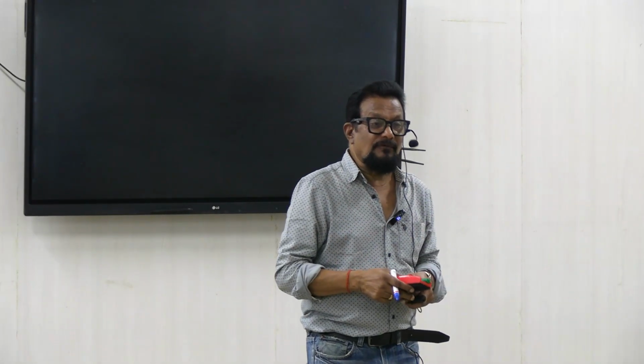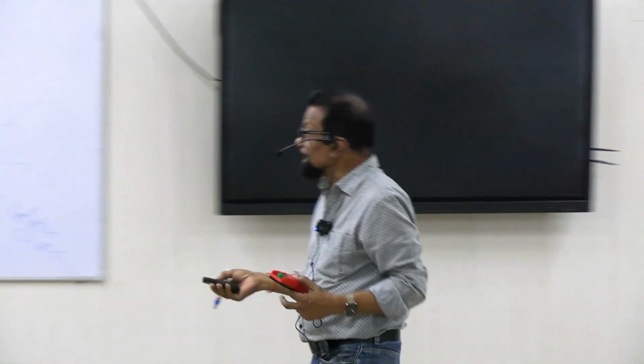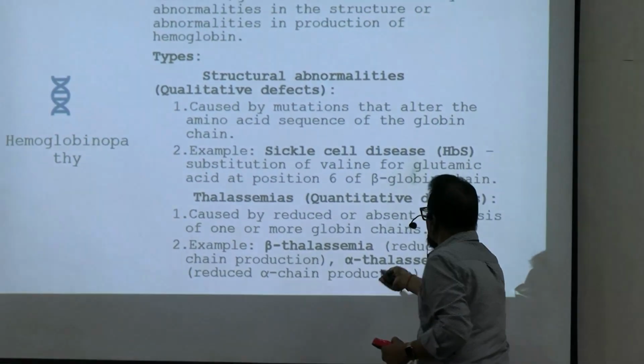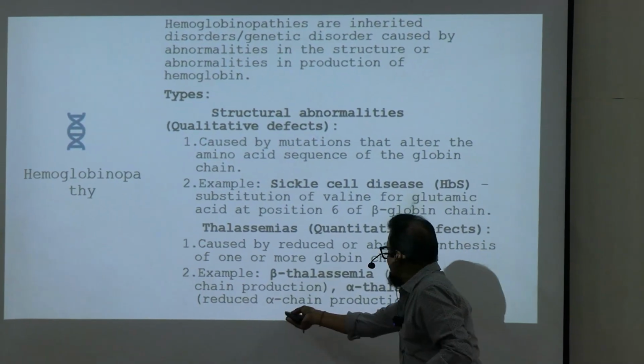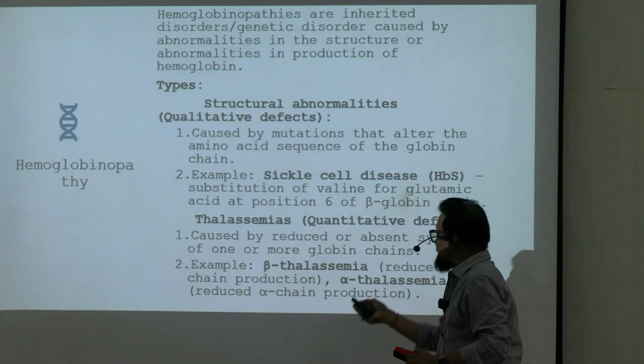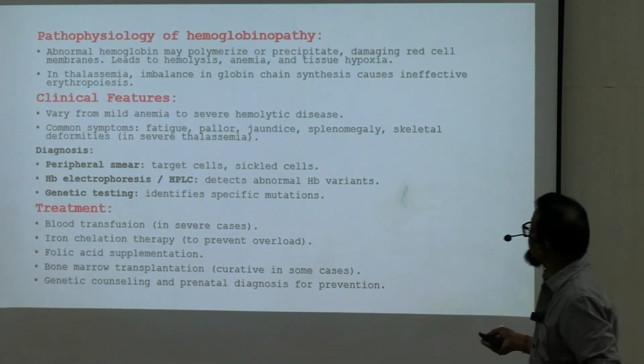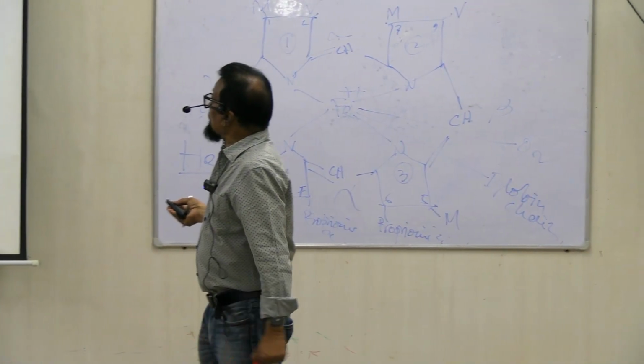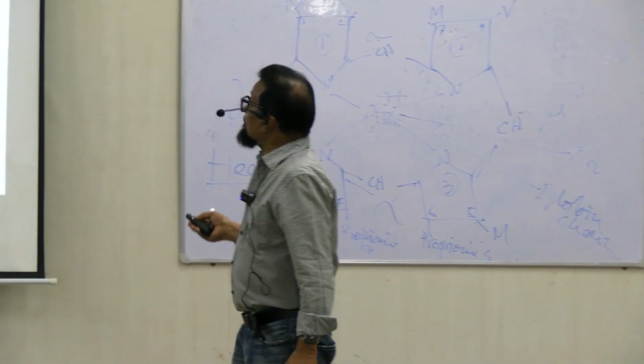So it may involve only the alpha chain, it may involve only the beta chain. Depending on that, we classify thalassemia into two, alpha and beta. In alpha thalassemia, reduced alpha chain. In beta thalassemia, reduced beta chain. These are the pathophysiology, time is running out. Hemoglobinopathy and thalassemia discussed. Now hemoglobin biosynthesis.